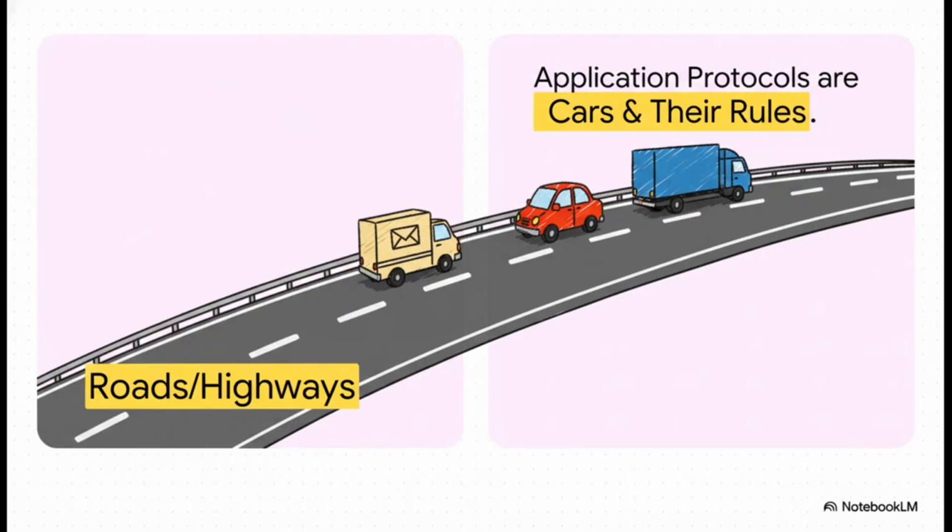So if we stick with that highway idea, it really breaks down into two main things. On one side, you have the roads themselves, right? The actual pavement, the infrastructure. In the internet world, these are protocols called TCP and UDP. Their only job is to provide the path. Then on the other side, you've got all the vehicles driving on those roads, the cars, the trucks, the vans. These are what we call application protocols. And they're the ones that decide what's being carried and the rules for how to handle it.